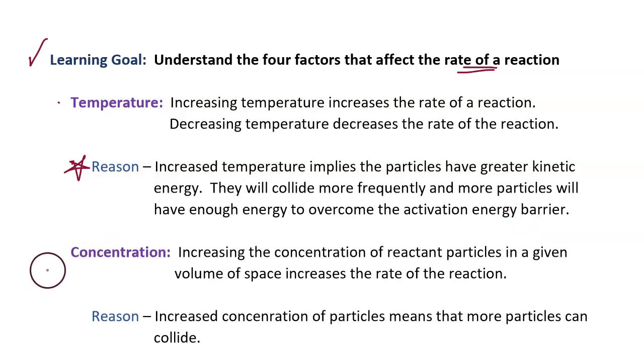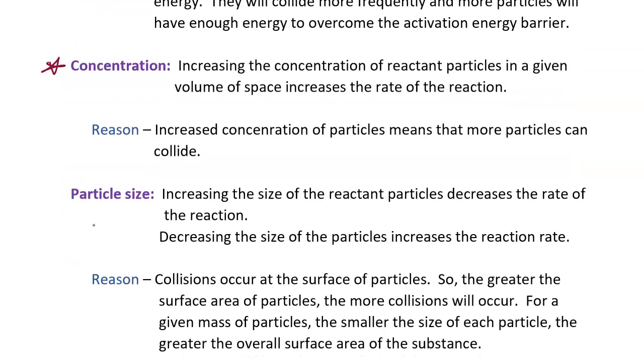The next factor that affects the speed of a reaction is concentration. Increasing the concentration of reactant particles in a given volume of space increases the rate of the reaction. Does the reason make sense to you? An increased concentration of particles means there are more particles that can collide. If more particles will collide, then more of the activated complexes will be formed, which can result in more product being formed.